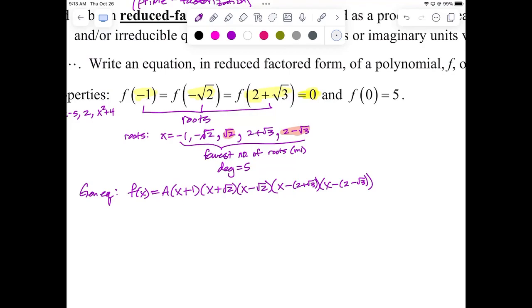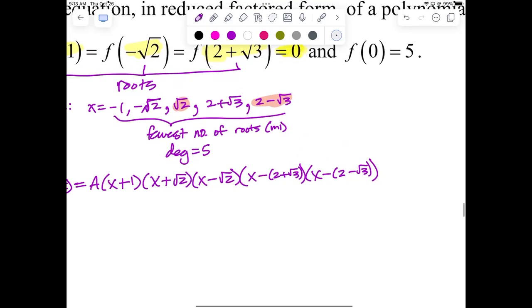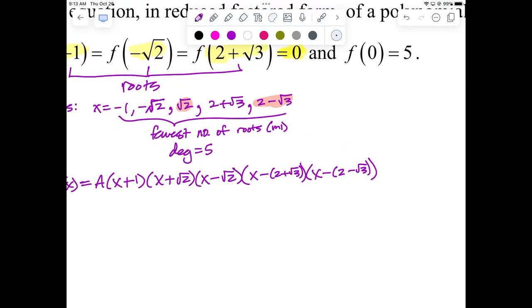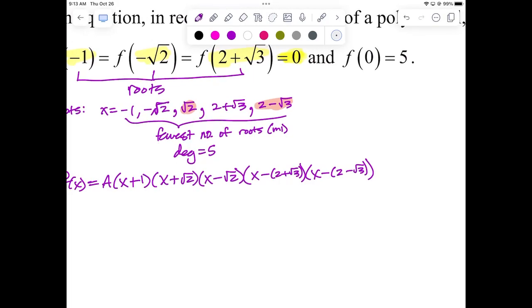Or would it be x plus, or no? No, they're always x minus. It's always x minus. It's always x minus. Where does the sign change? The sign changes right there. 2 plus and 2 minus.